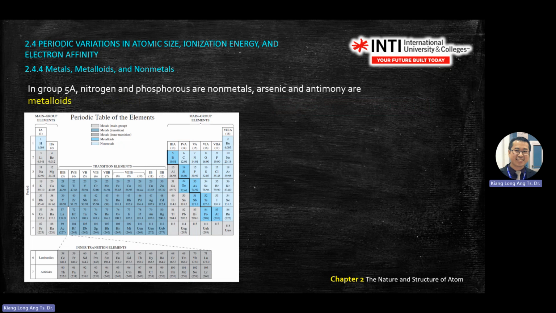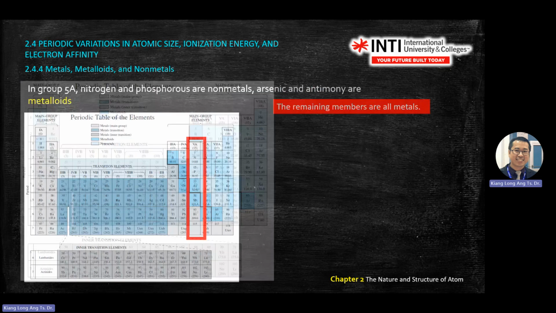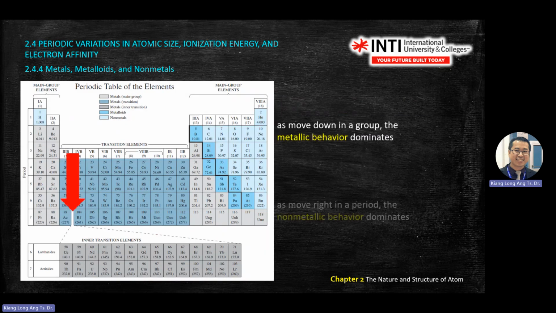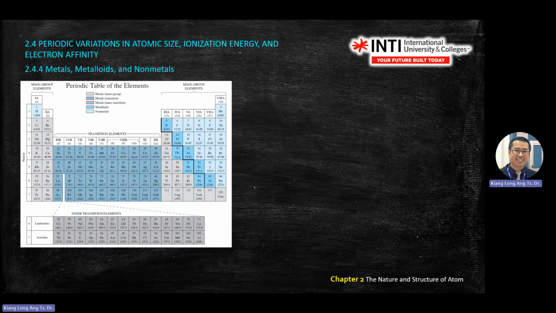Then 5A, non-metals. And then there's some metalloid. How do you know metalloid? It's already labeled in the periodic table based on the color. The important thing here is you understand what is metalloid, what is non-metal, what is metal. Okay. The rest you read.